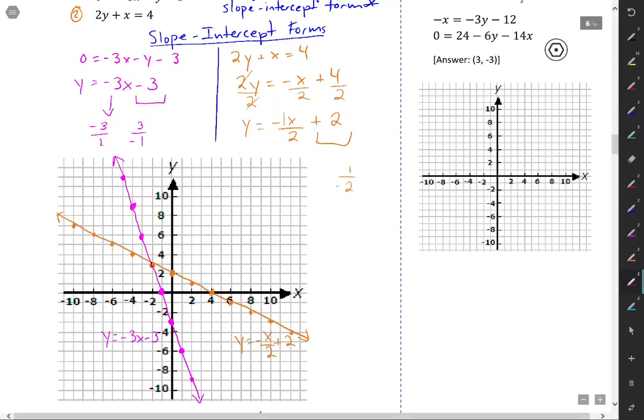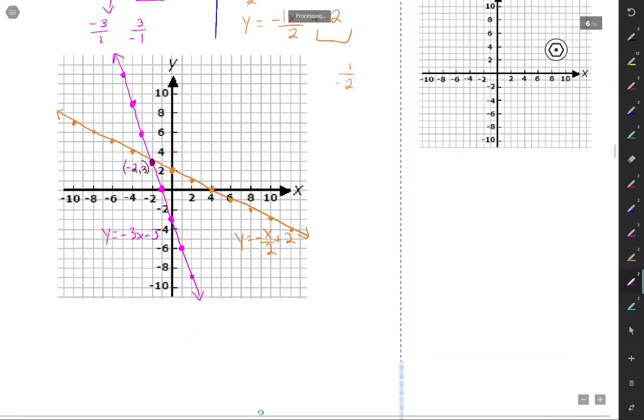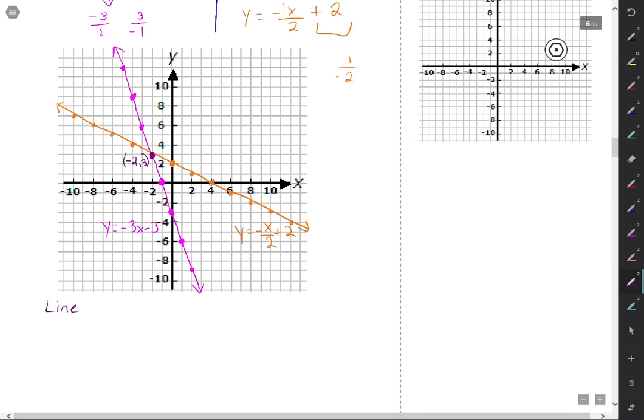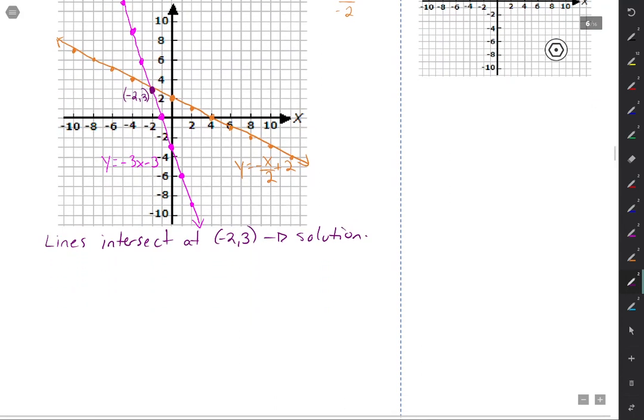So once you have that line perfectly graphed, then we can see that our solution is right here at negative 2, positive 3. So negative 2, positive 3 is the solution. So I'm just going to write that the lines intersect at negative 2, positive 3. So that is the solution. And again, we are going to verify our answer with the original equations, because again, we had to switch our equations around into slope-intercept form. So verify with original equations.